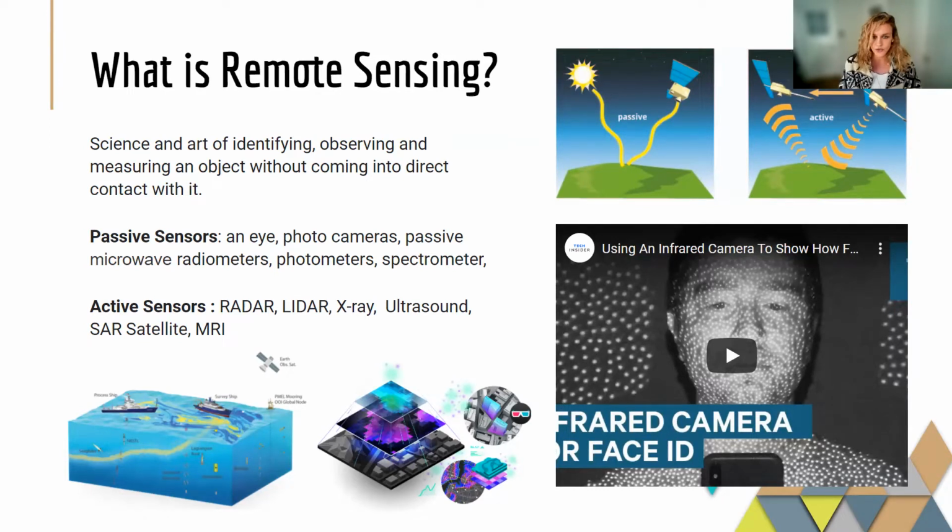So traditional photography, for example, is a type of passive remote sensing. Passive sensors can measure energy that is naturally available and reflected. So currently you're remote sensing me as a subject because of the light available in the room around me. But we also have active remote sensing sensors that have two components. They have an emitter and a sensor to capture the reflected waves.